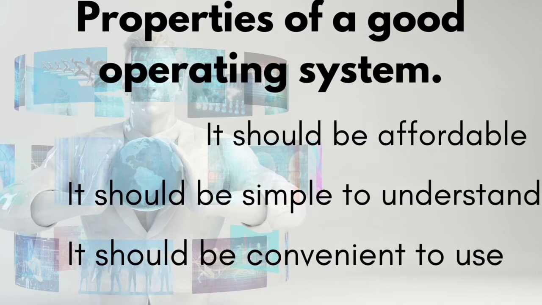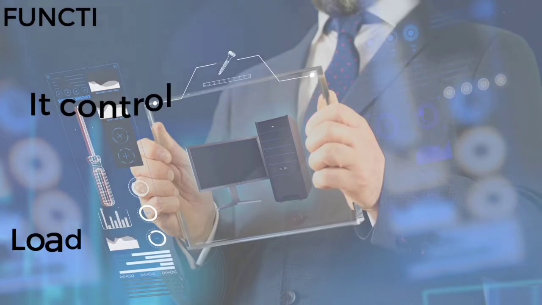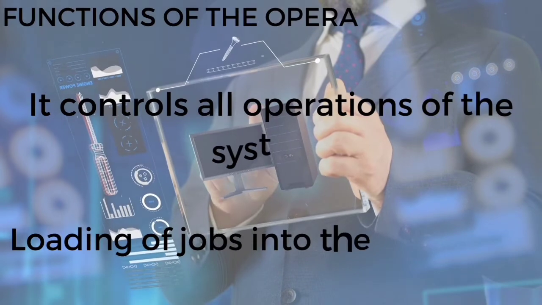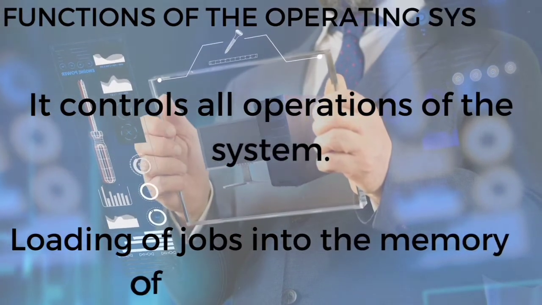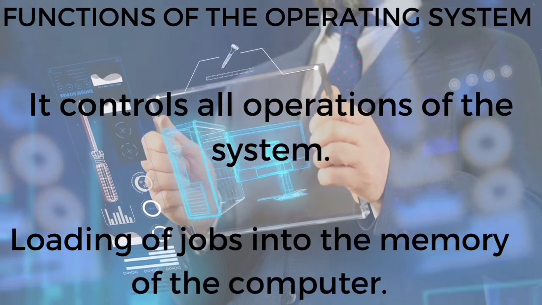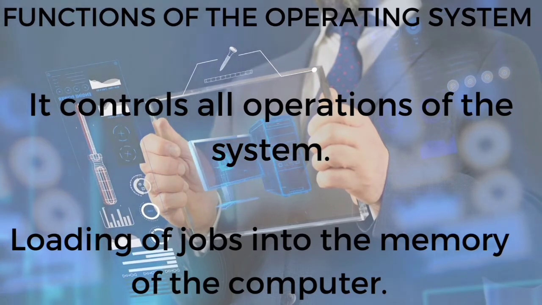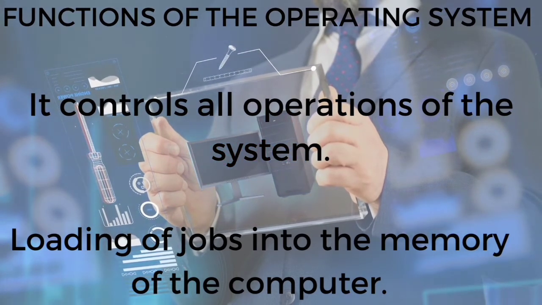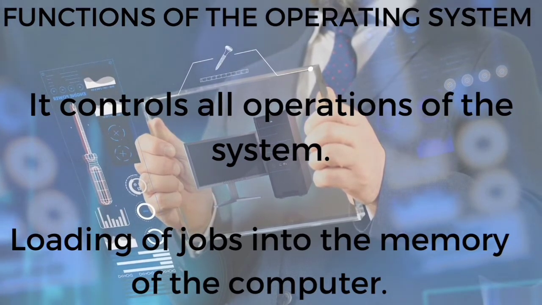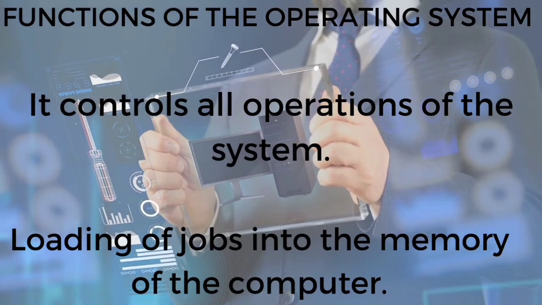Now, let's take a look at the functions of the operating system. The operating system controls all the operations of the computer system. It provides communication between programs and the computer user. It keeps a record of all activities that occur during processing in the computer. These are the functions of the operating system.